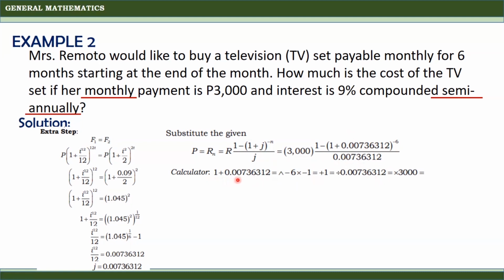1 plus 0.00736312, equal sign, raised to negative 6, equal sign, times negative 1, equal sign, plus 1, equal sign, divided by 0.00736312, equal sign, times 3,000, then equal sign. It will give us the value 17,545.08. Thus, the cost of the TV set is 17,545.08.